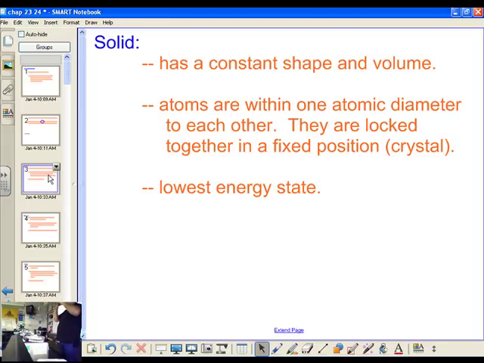And not all crystals are nice and pretty. Things like quartz have 6 sides and all that stuff. Some are just locked together. We still call it an amorphous crystal. It doesn't have a real shape to it. But they're locked together, and they're held together rigorously.